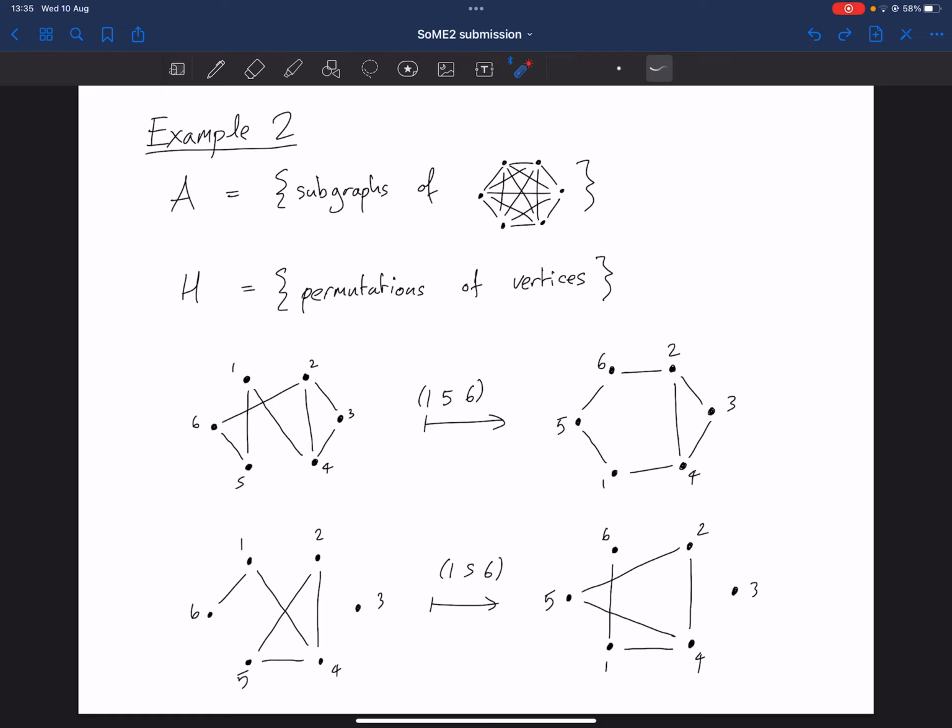But anyway, each element of A is being sent to another element of A that looks like this, and the labels on the vertices here are just to assist with understanding. We should really remove the vertices to make it clear that all that matters here is which edges are shown, not which numbers are assigned to the vertices. All right.